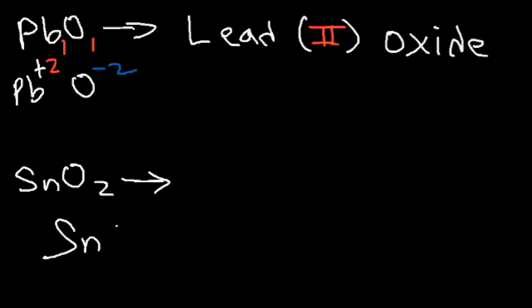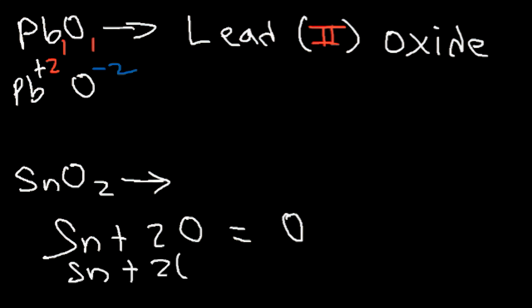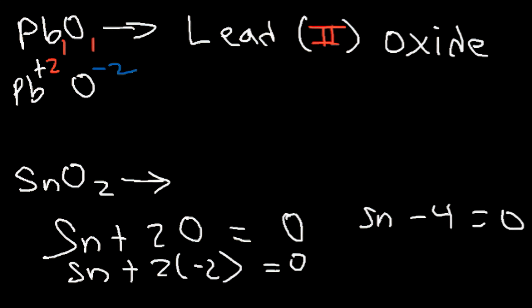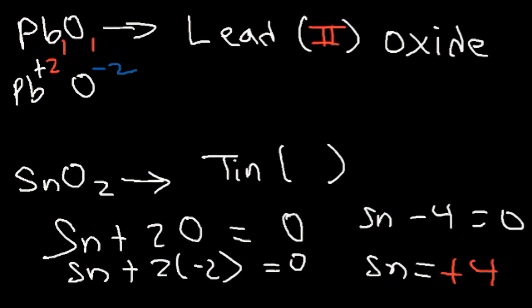Now the one on the bottom, let's solve it. So we have Sn plus 2 oxygen atoms equals a net charge of 0. And each oxygen has a charge of negative 2. So 2 times negative 2 is negative 4. If we add 4 to both sides, tin is in the plus 4 oxidation state. So this is going to be called tin(IV) oxide.